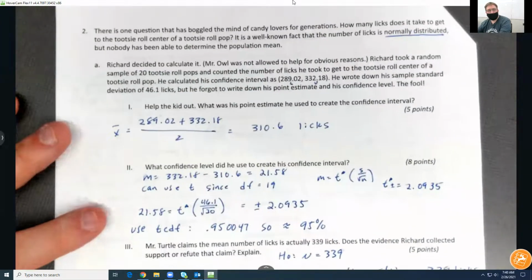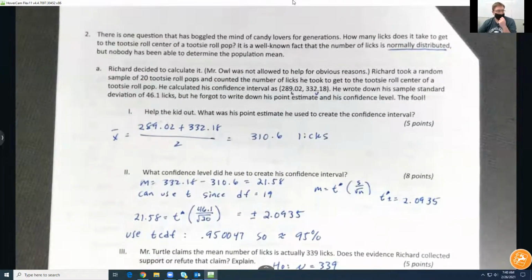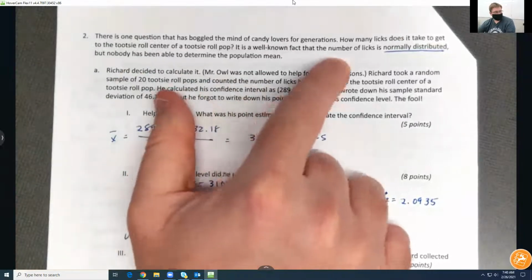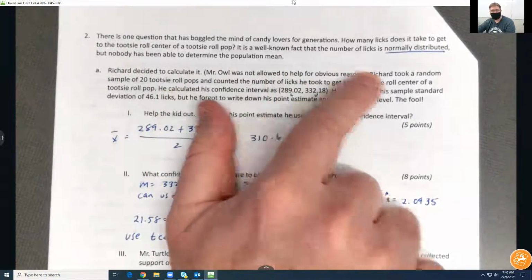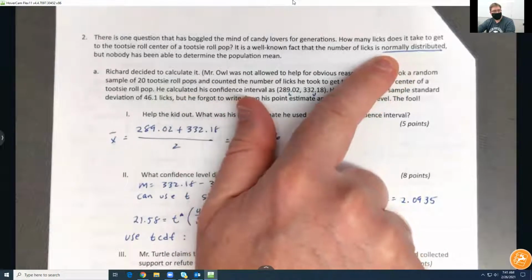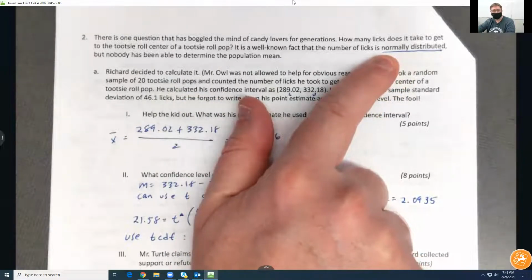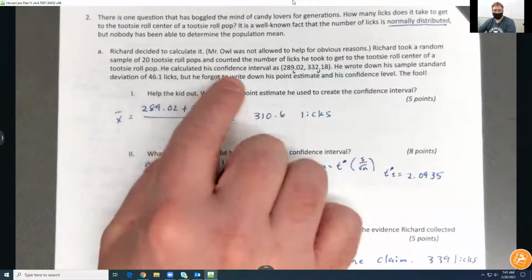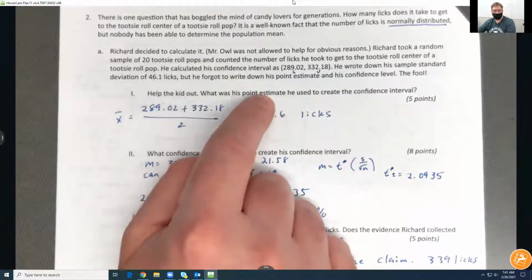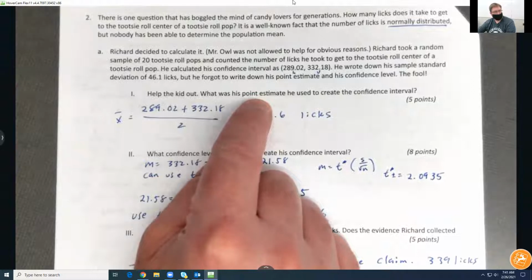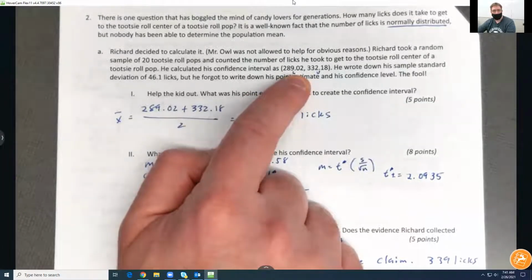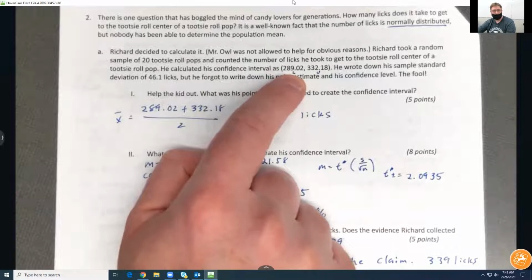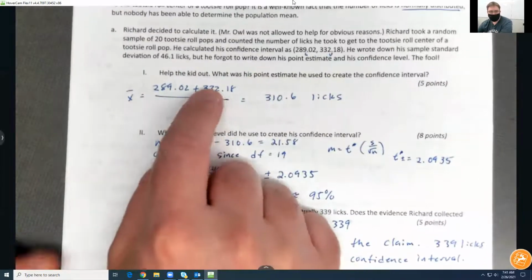All right, number two. There's a whole bunch of, hey, did you remember the ad from like the 1940s where the turtle and the owl discuss the whatever? Basically, the most important part at the beginning of number two is that all of our data is normally distributed. We're going to try to calculate what the original average was from his sample that got him the 289 and the 332 for his confidence interval here.